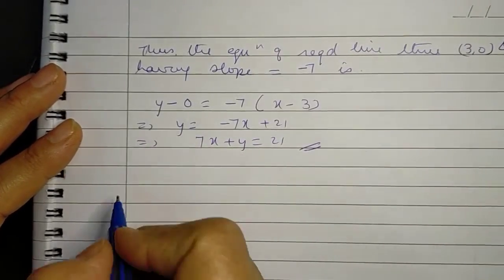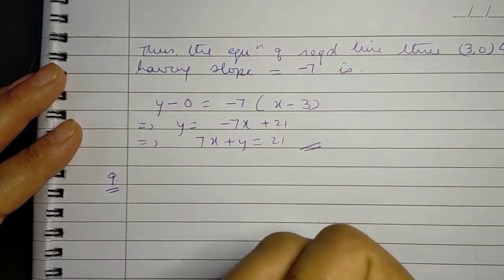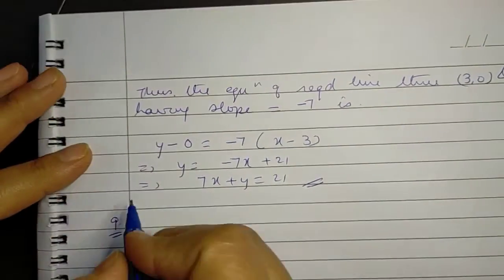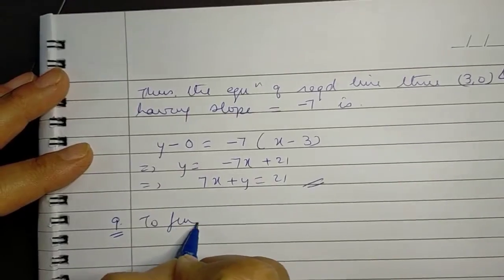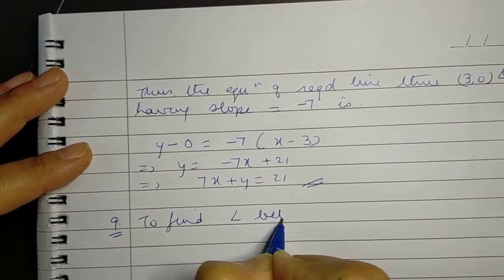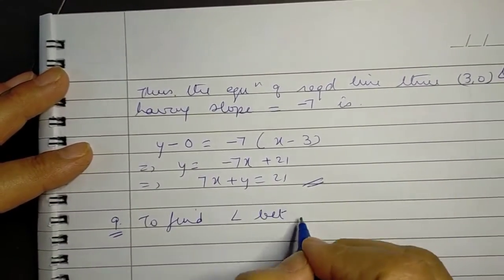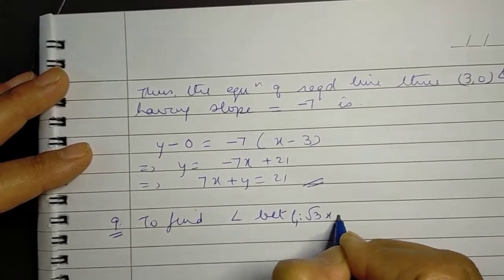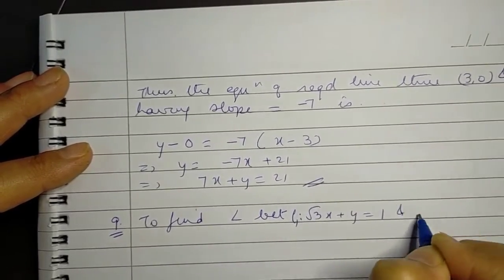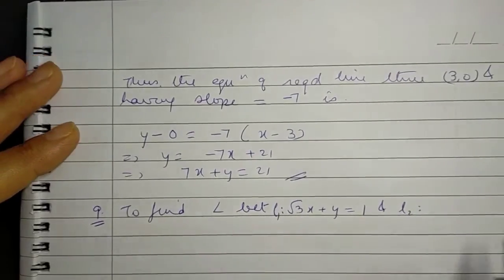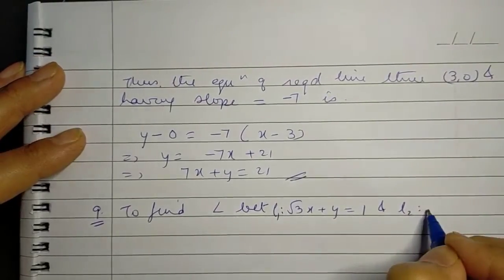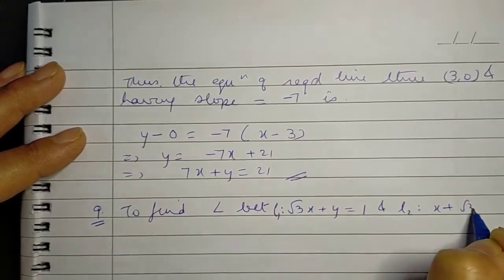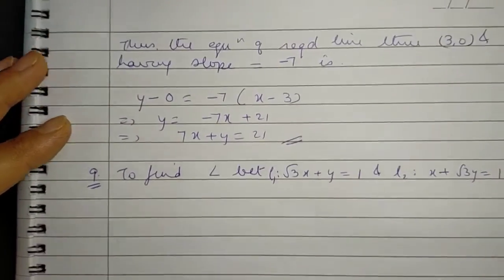So let's check question number 9. Question number 9 says we have to find the angle between two given lines. The first line, let's call it L1, is root 3x plus y equal to 1, and the other line, let's call it L2, is given as x plus root 3y equal to 1.